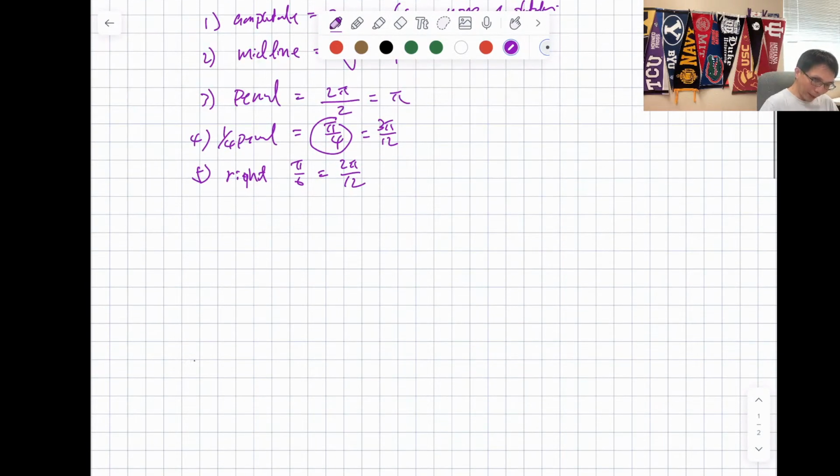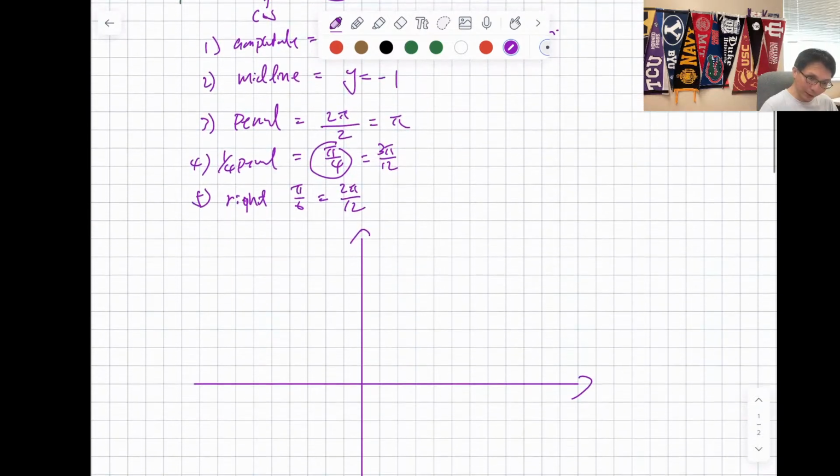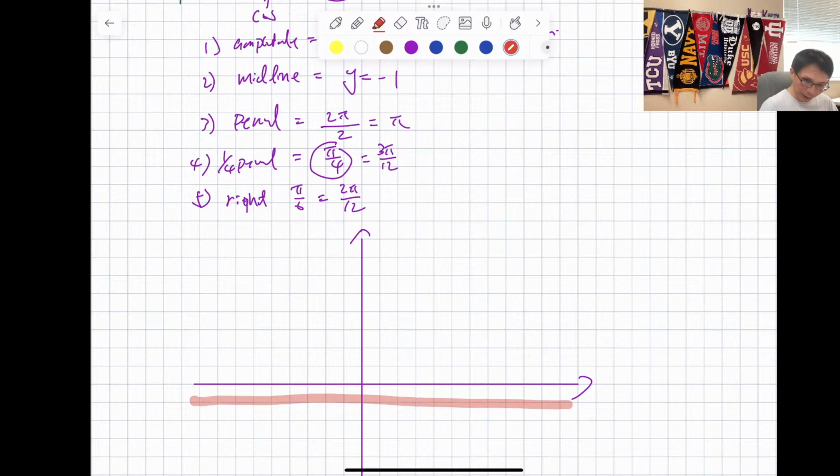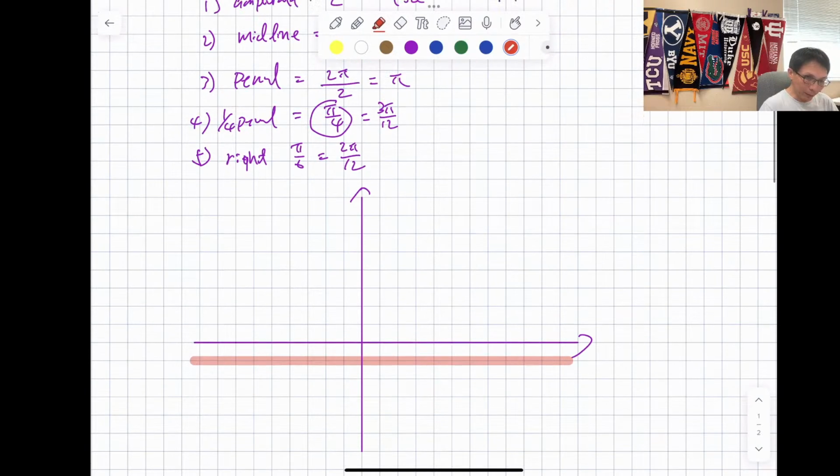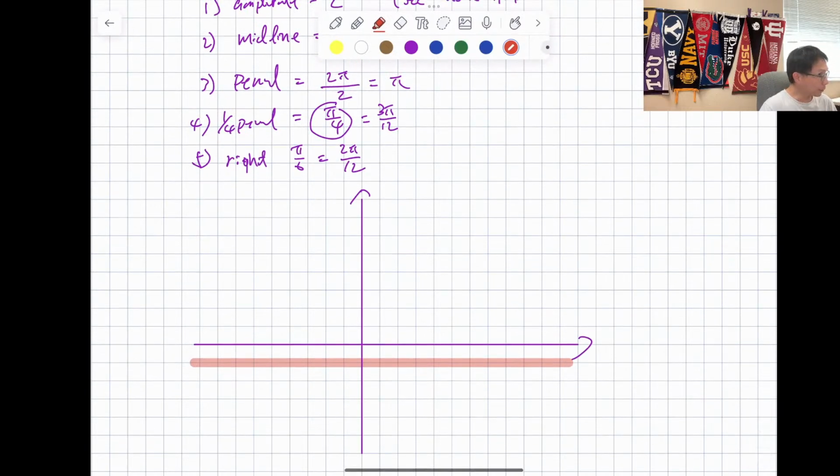So I'm going to start by graphing the midline. The midline is going to be -1. So I'm going to use the marker to illustrate this. This is the midline. Is that okay? That way you can base on the marker and go up or down. And we're going to use each increment as pi over 12. So each one is pi over 12. So this one is pi over 12 and 2 pi over 12 like that.